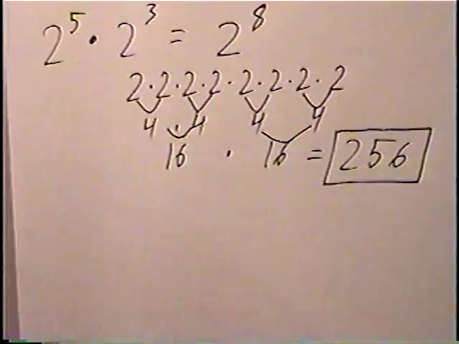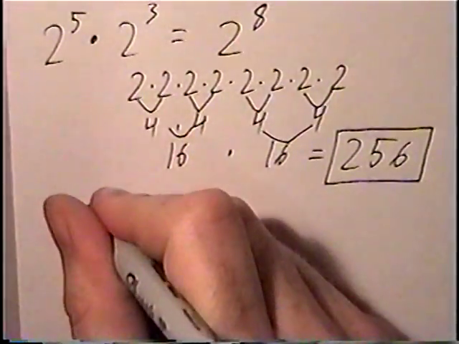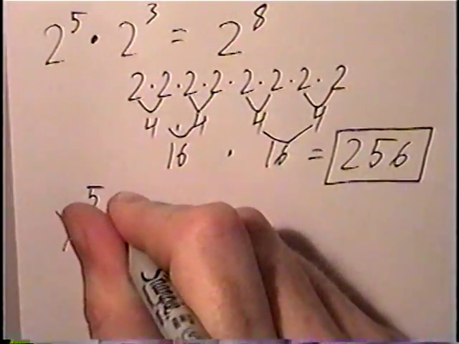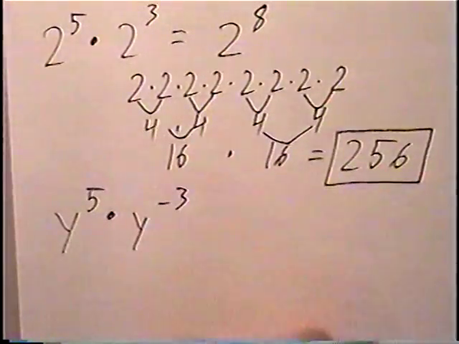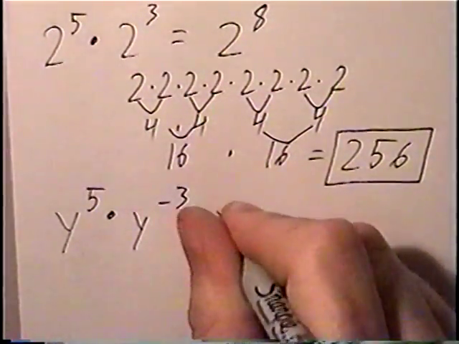And last question for the section: y to the 5th power times y to the negative 3rd power times x squared.